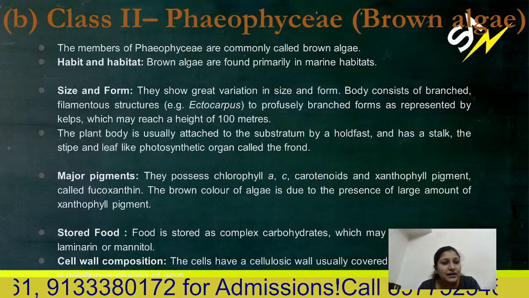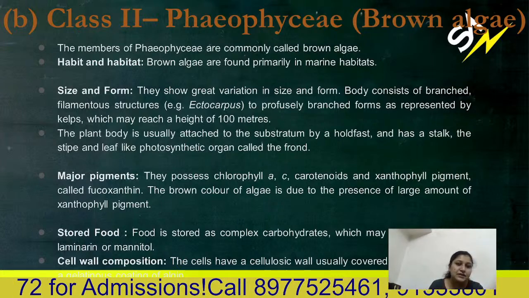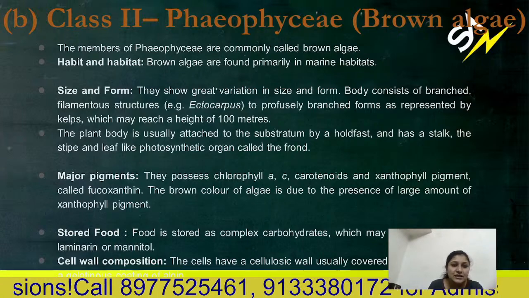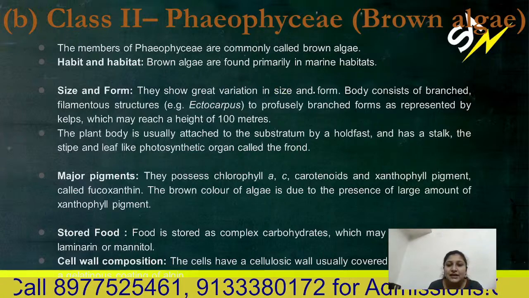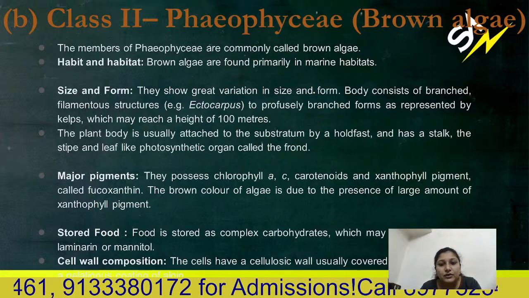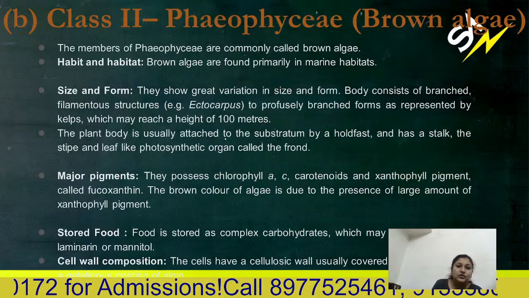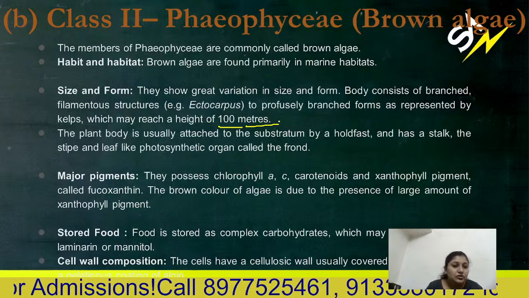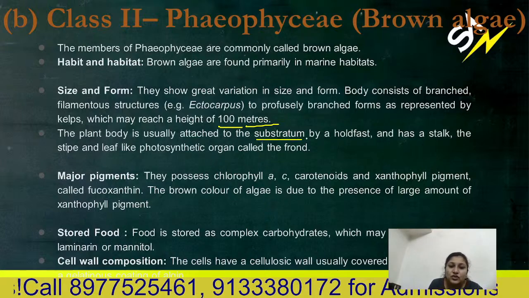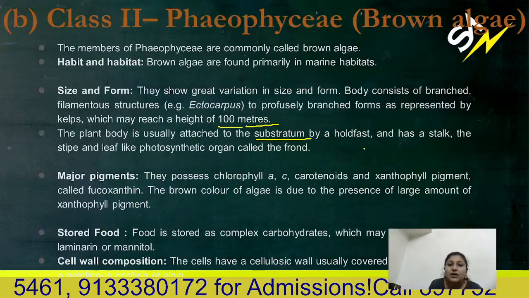So brown algae, members of the Phaeophyceae, are called brown algae. Habitat: they are found primarily in marine habitats. Size: great variation in size and forms. The body consists of branched filamentous structures, represented by kelps, which may reach a height of 100 meters. The plant body is usually attached to the substratum. This is a characteristic feature of Phaeophyceae, that they have attachments.